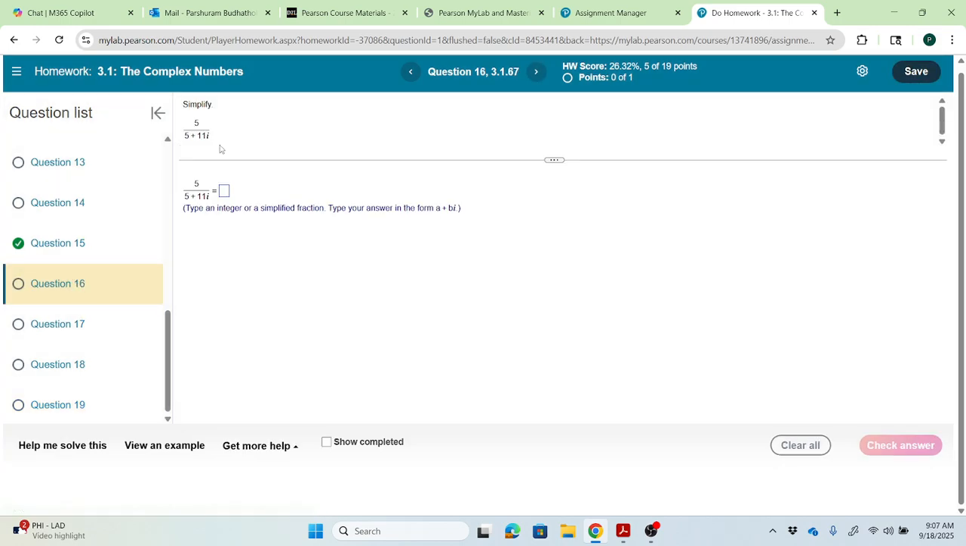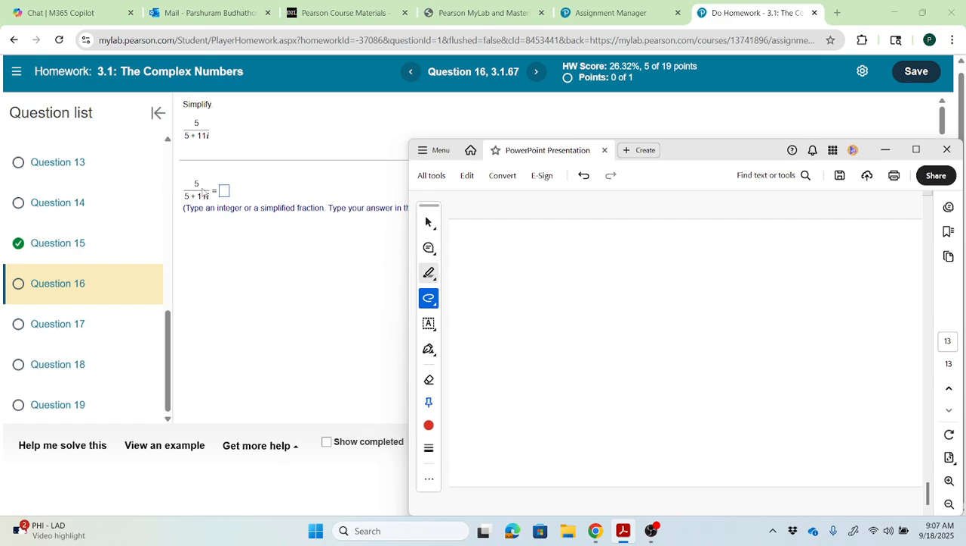Okay, what was the last question? Simplify. How do you simplify? We don't want the complex number on the bottom part. We want to express this in a plus bi form. So whenever you have a situation like this, multiply the top and bottom by the conjugate. The conjugate of 5 plus 11i is 5 minus 11i.